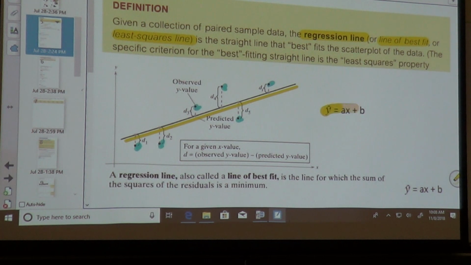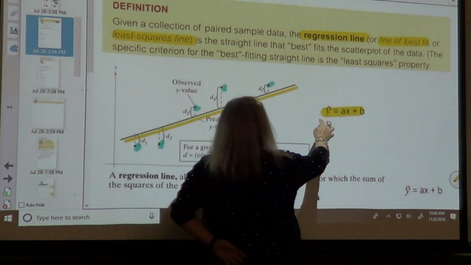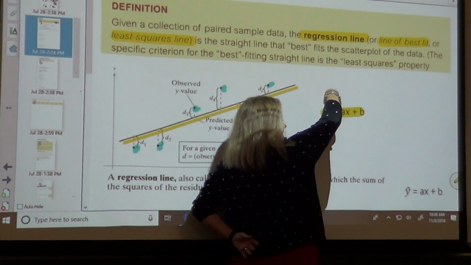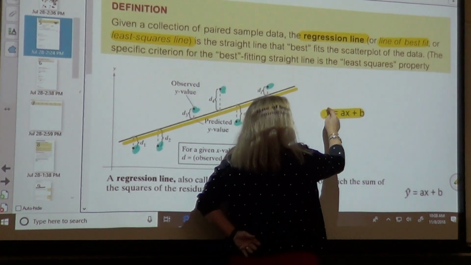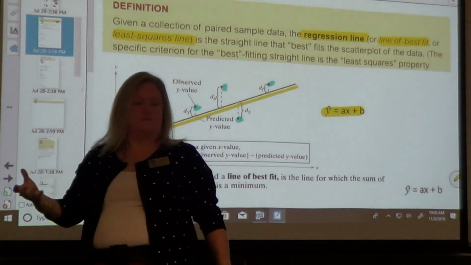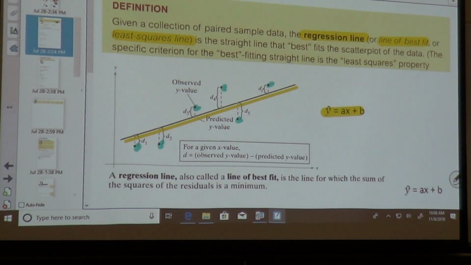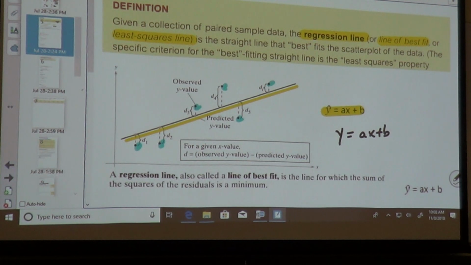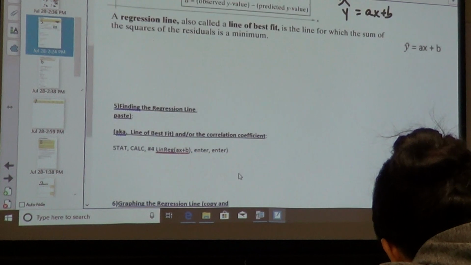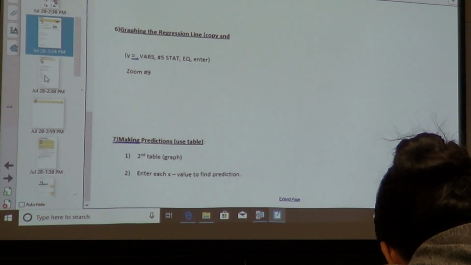And we write that line as y equals ax plus b. Now sometimes they write it as just y equals ax plus b. Sometimes they put a little hat on it, which is like an upside down v. That means that this is a predicted line. It's not an actual line, it's just a line to represent that data. So sometimes we do y equals ax plus b, and sometimes we do y hat equals ax plus b, which means it's not an actual line, it's just a pretend line. Cool? All right. And those are the steps.